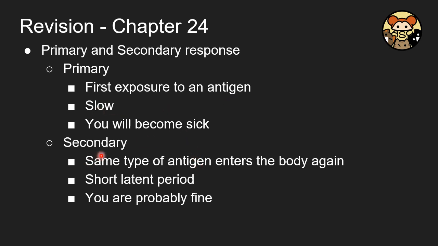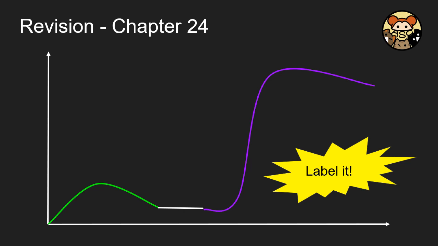While for the secondary response, if the same type of antigens enter the body again, remember it's the same type of antigens, you will have a shorter latent period, a shorter delay, and your body will have a quick production of antibodies, and probably you will be just fine. So here is a description of primary and also secondary response. So take time, label this diagram.